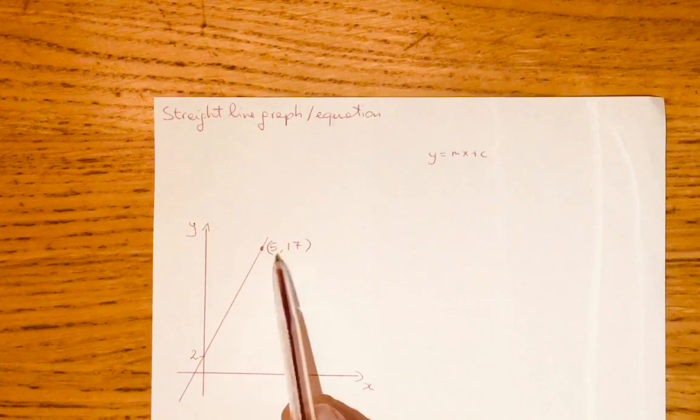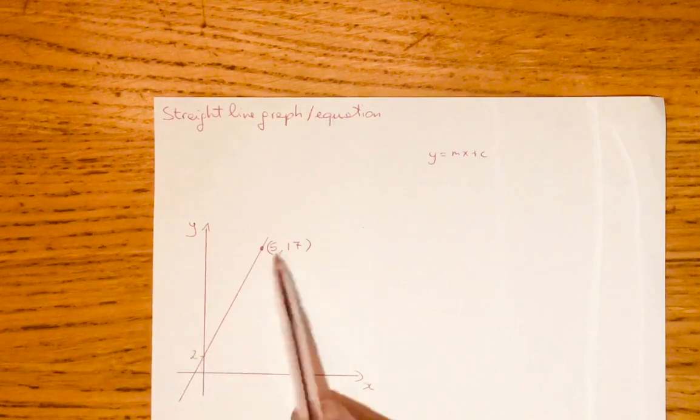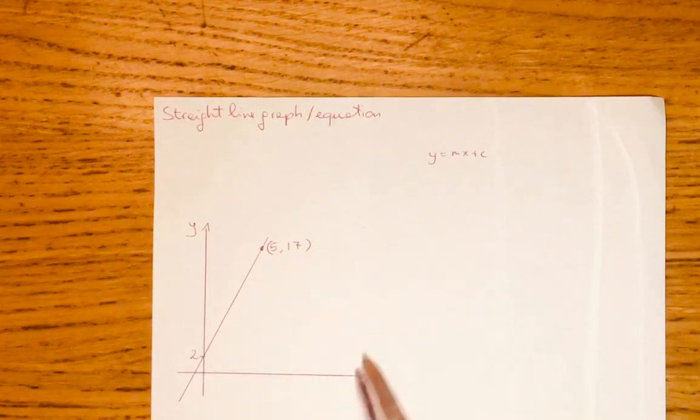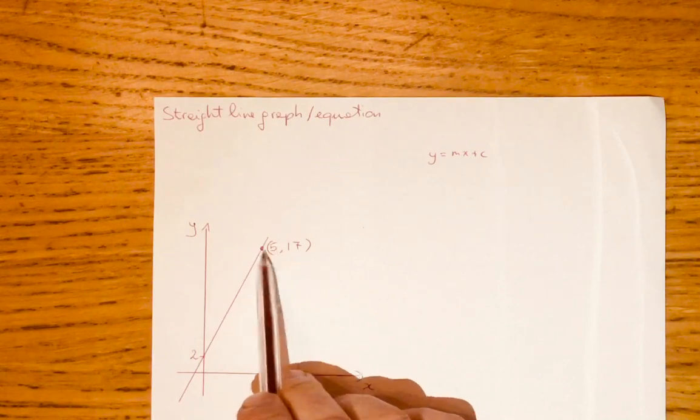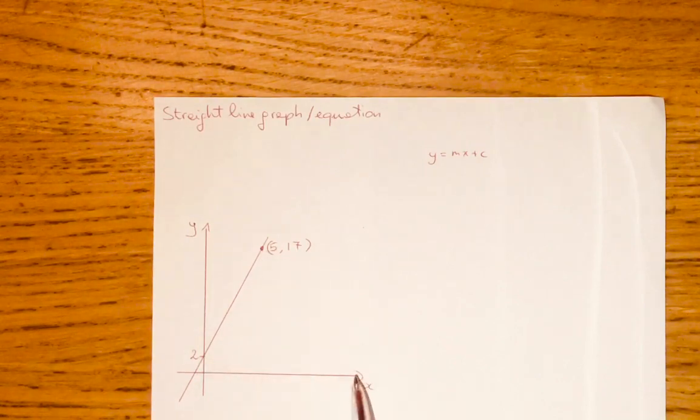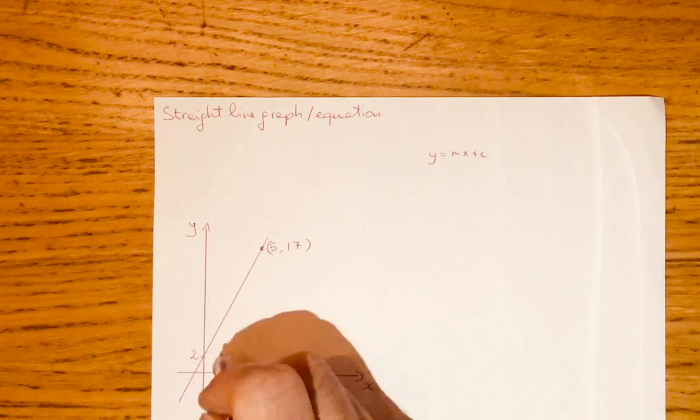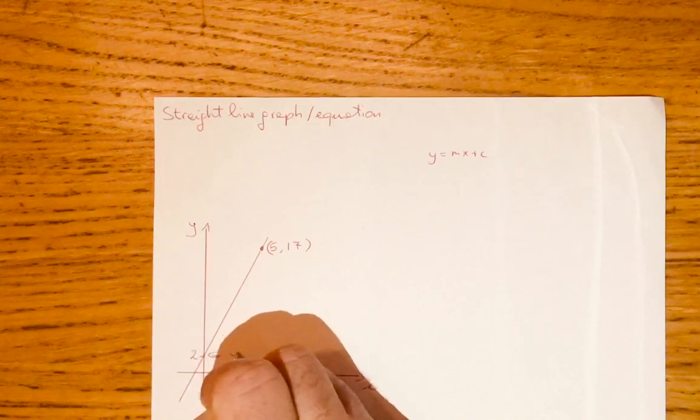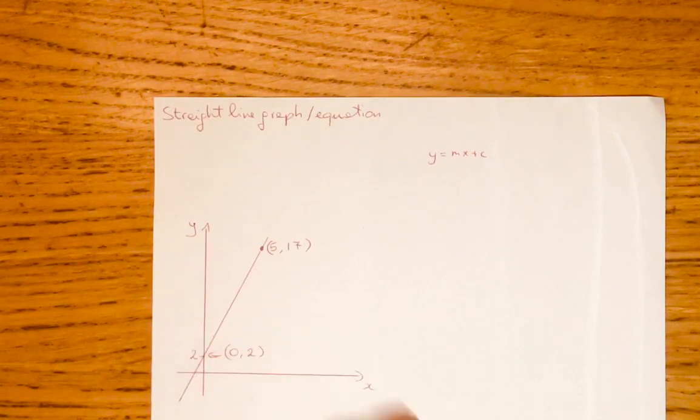Now here we can find the gradient because we've got 2 points. That one is 5, 17, and this point is 2 for the y and 0 for x. So the coordinates of that point are actually 0, 2.